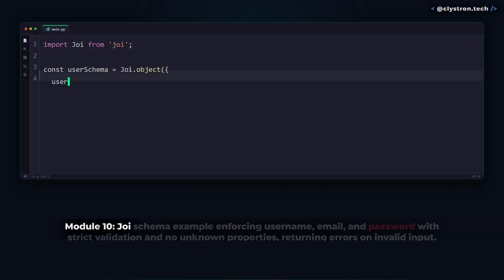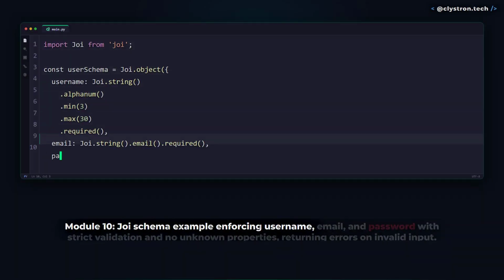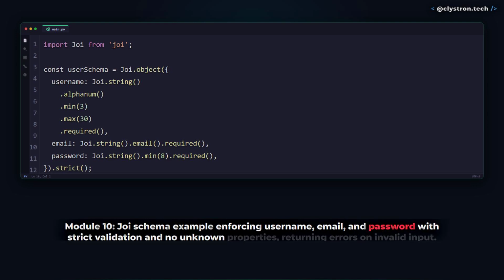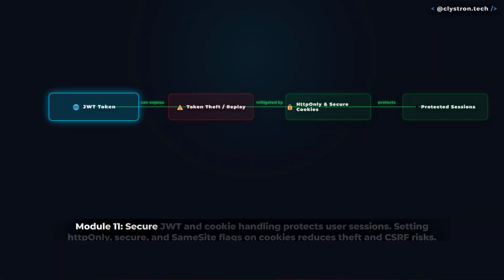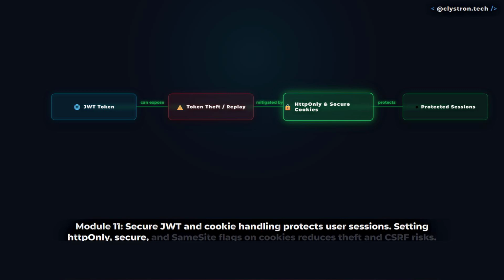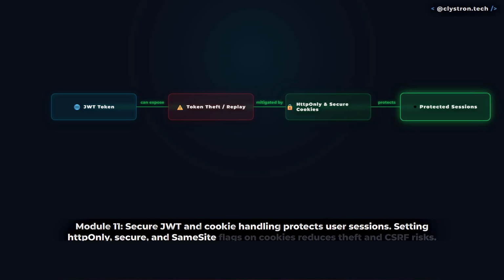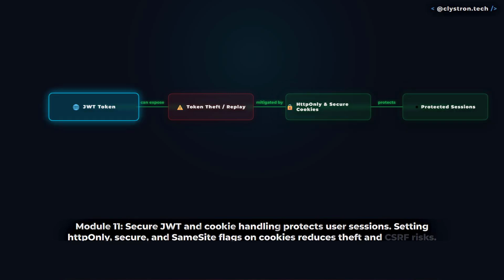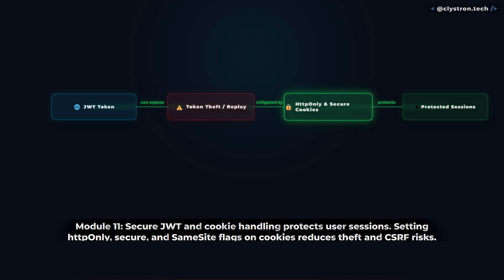Module 10. Joi schema example enforcing username, email, and password with strict validation and no unknown properties, returning errors on invalid input. Module 11. Secure JWT and cookie handling protects user sessions. Setting HttpOnly, Secure, and SameSite flags on cookies reduces theft and CSRF risks.